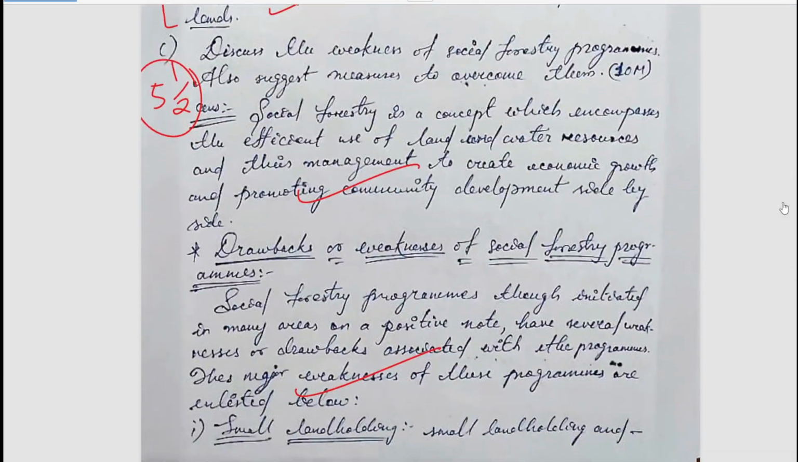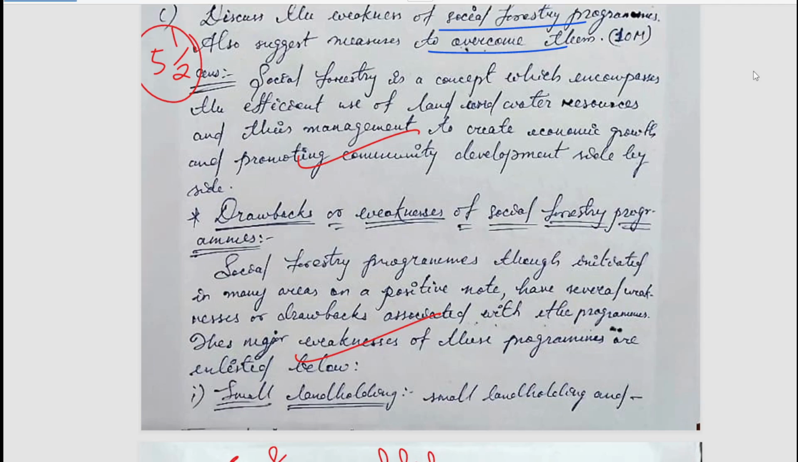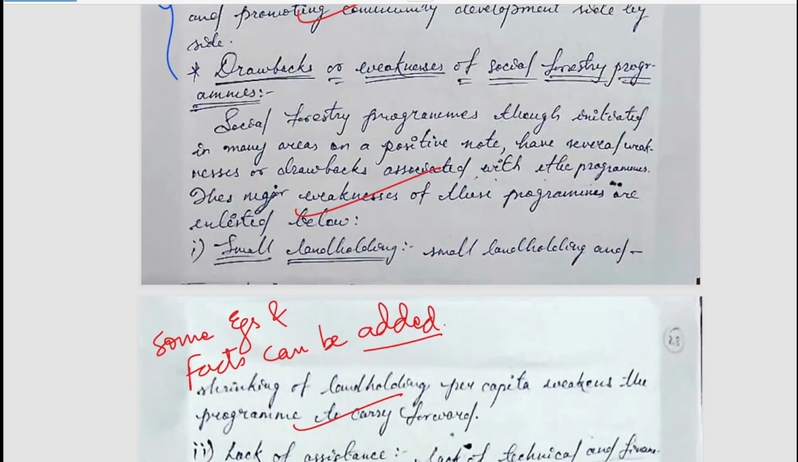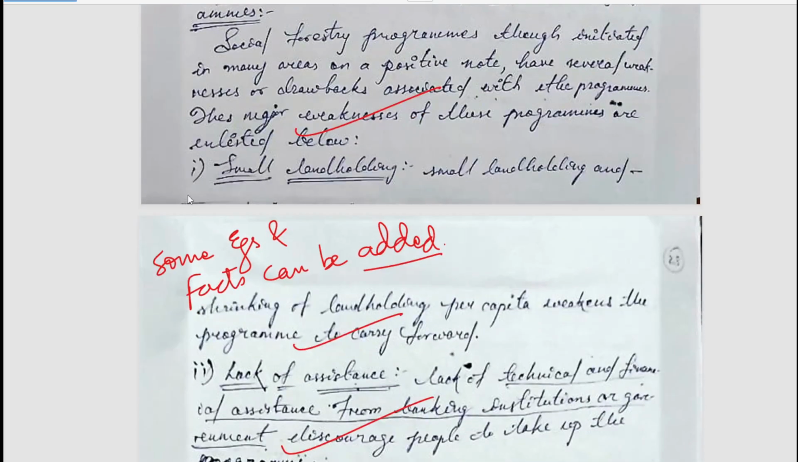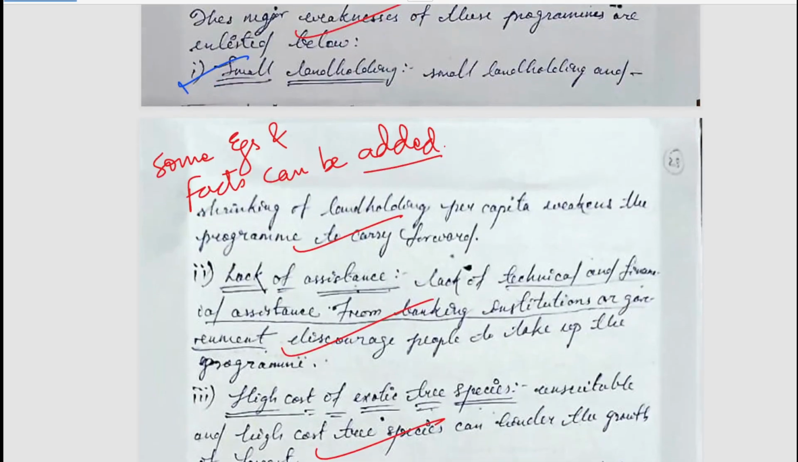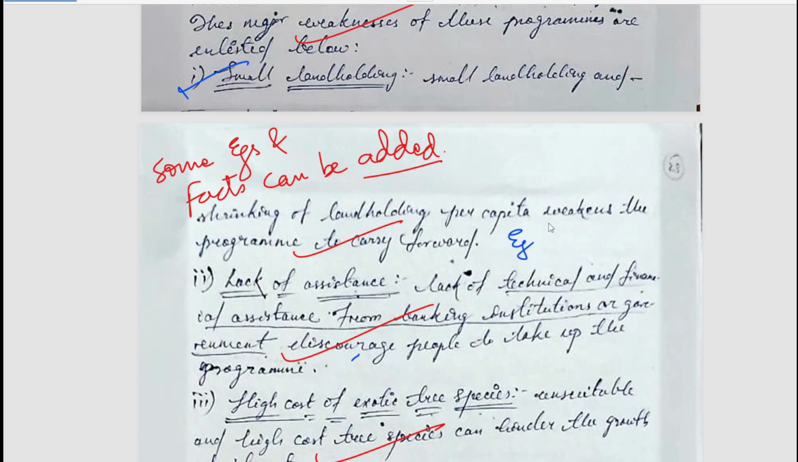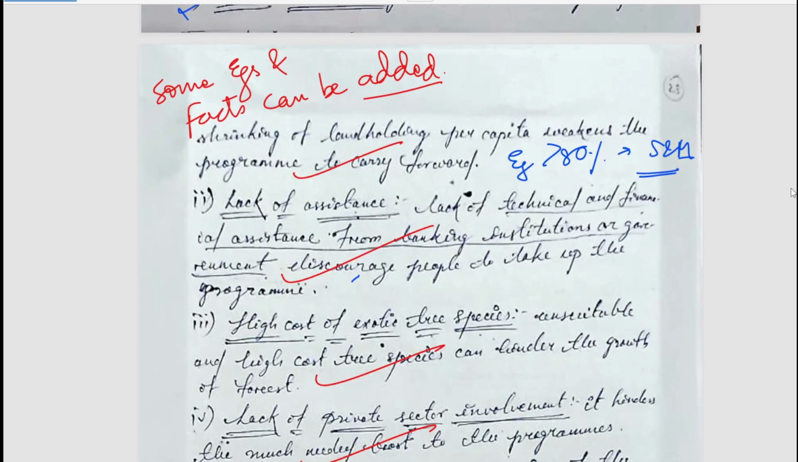The next question is discuss the weakness of social forestry programs. Also suggest measures to overcome this. So we can define social forestry in the introduction. Now we'll see what are the drawbacks or weaknesses of social forestry programs. Obviously, small land holdings of India. Here examples can be added. So for example, here we can add that more than 80% of farmers in India are small and marginal. So like this you can add examples and facts.